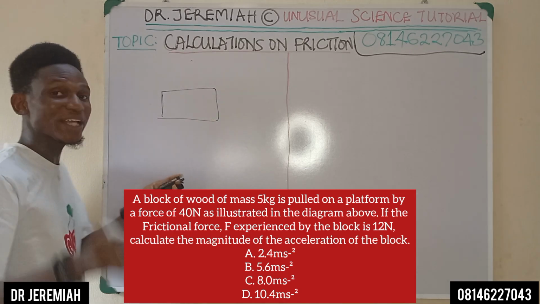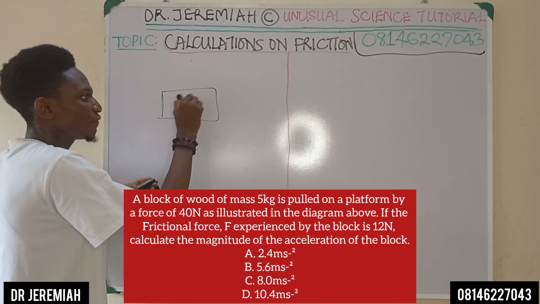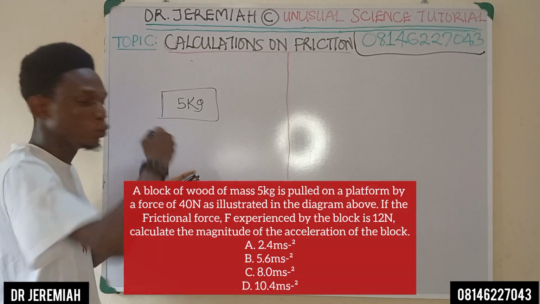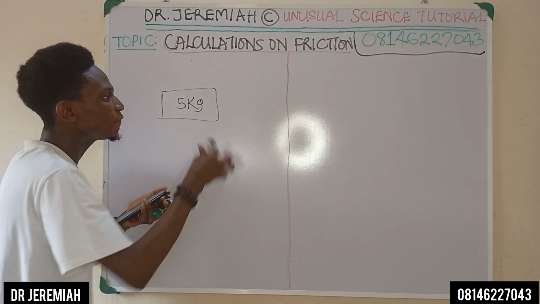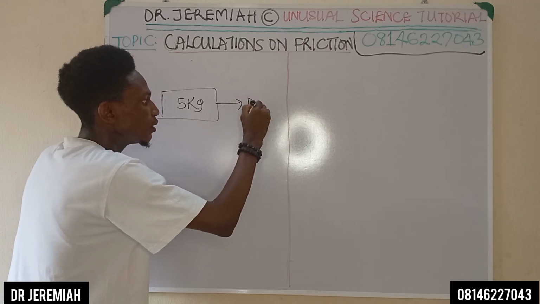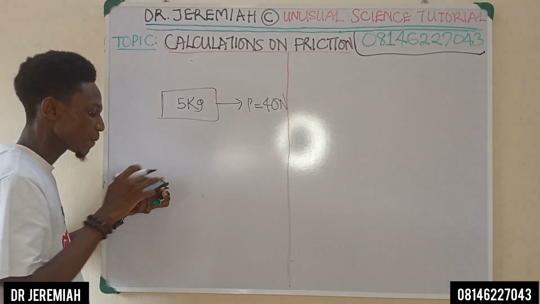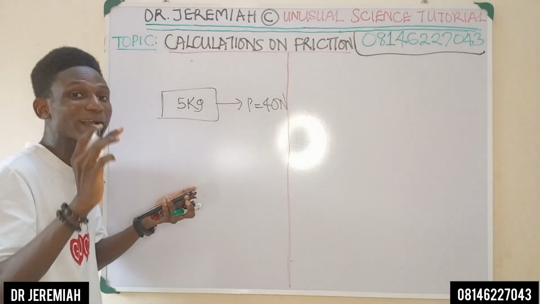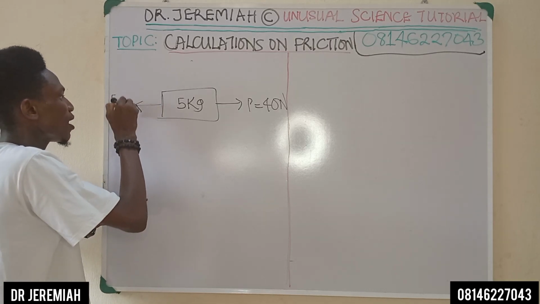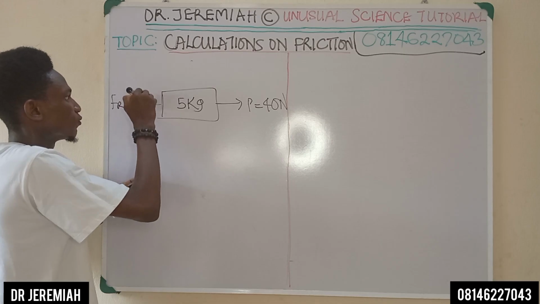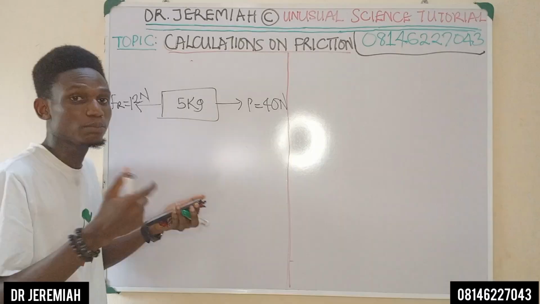So the question says a block of wood of mass 5 kg. Write your 5 kg here. It is pulled on a platform by a force of 40 Newton. So it means the pulling force P equals 40 Newtons. Remember our representation earlier. If the frictional force experienced by the block is 12 Newton, you know that frictional force acts in this direction. You're going to have Fr equals 12 Newtons. Calculate the magnitude of the acceleration of the block.